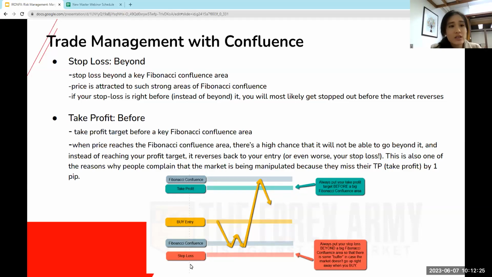Now, if we take a look at stop loss, we will place it under the Fibonacci confluence, since in this case, it's a support level, so we place it underneath. But this is what we mean by beyond it.